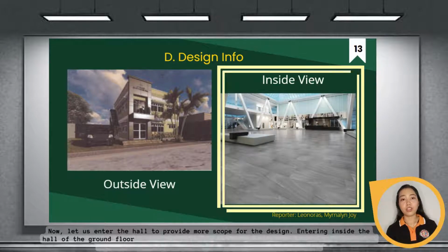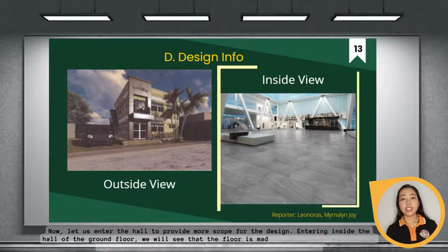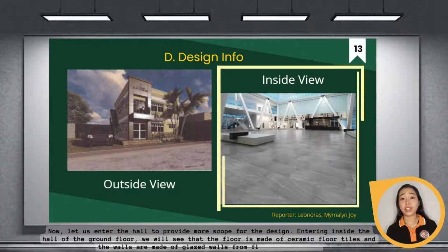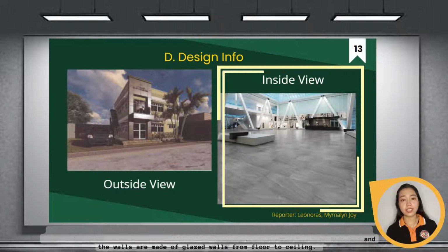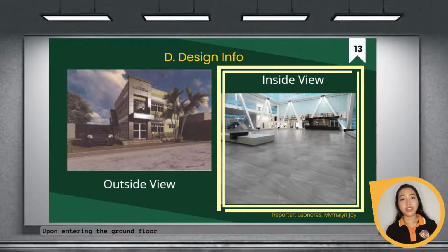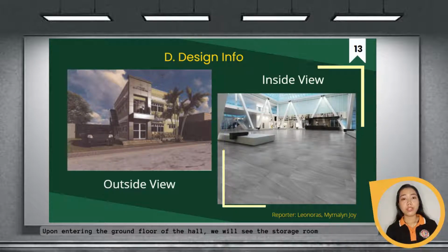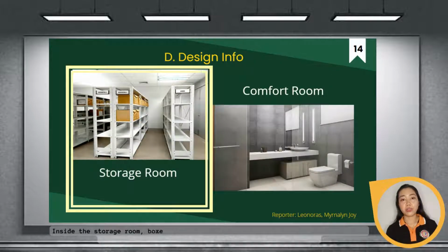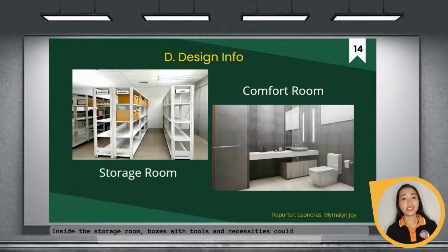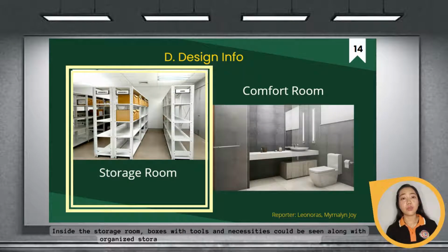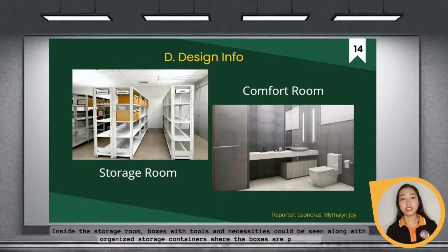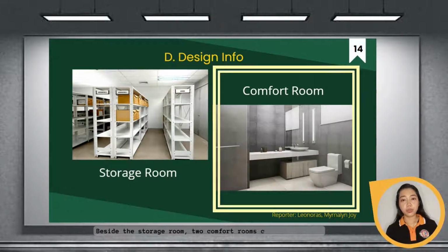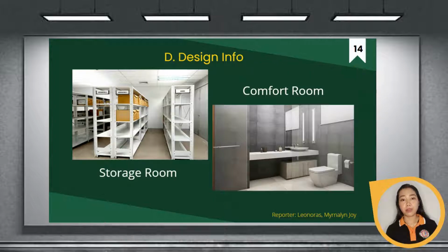Entering inside the hall of the ground floor, you will see that the floor is made of ceramic floor tiles and the walls are made of glazed walls from floor to ceiling. Upon entering the ground floor of the hall, you will see the storage room on our right. Inside the storage room, boxes with tools and necessities could be seen, along with organized storage containers where the boxes are placed. Beside the storage room, 2 comfort rooms could be found.